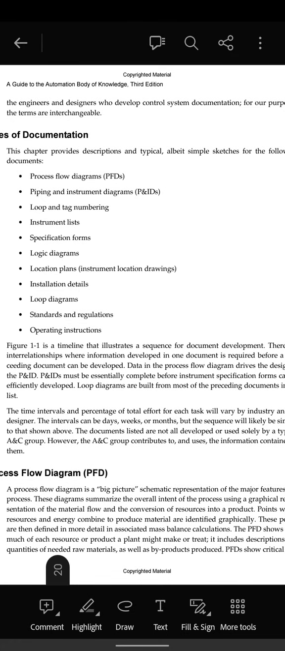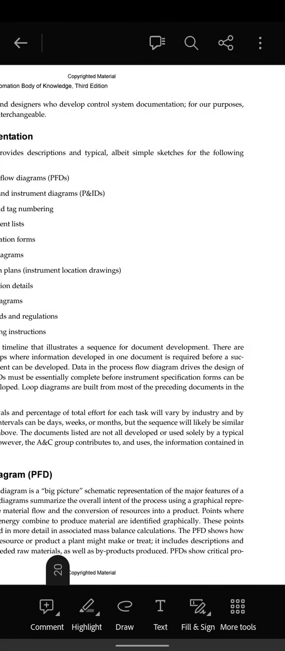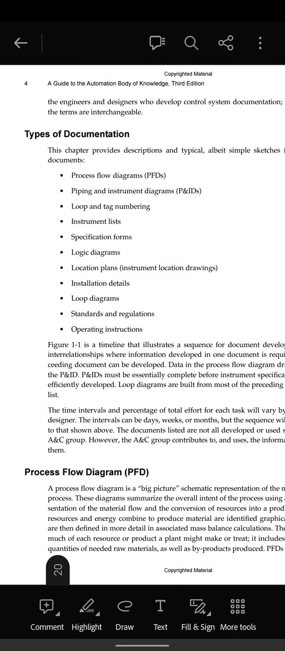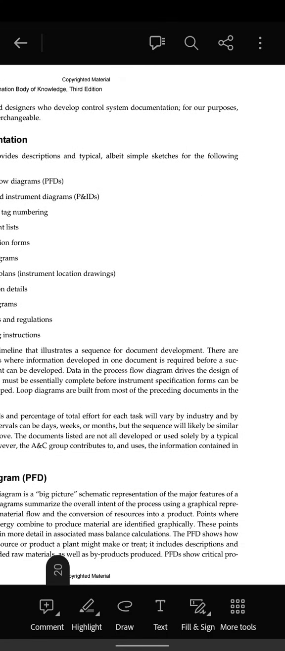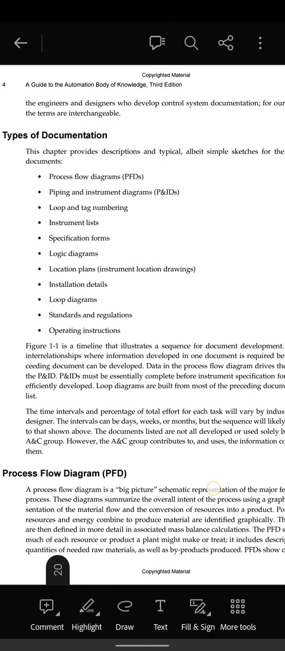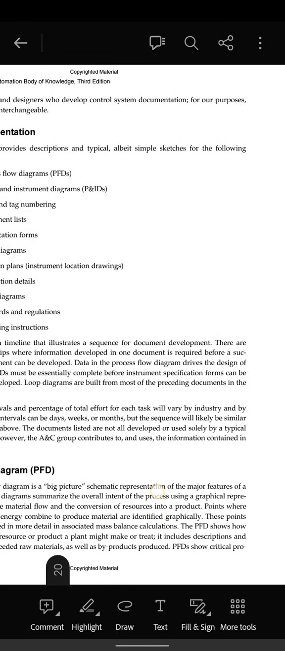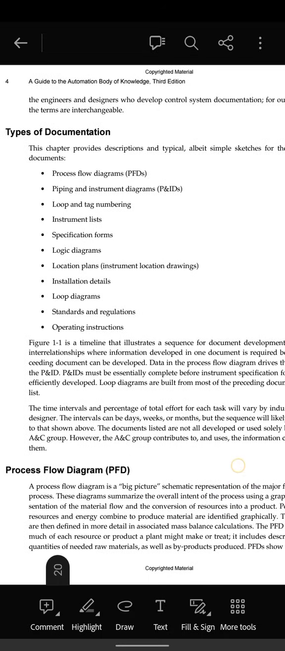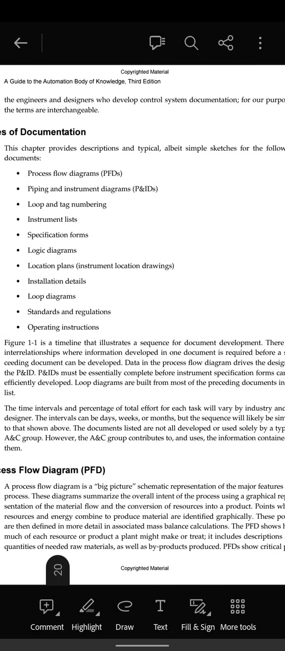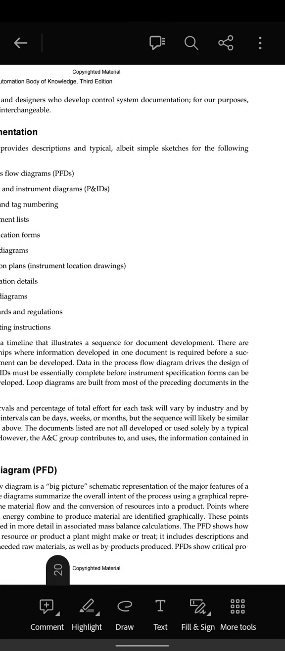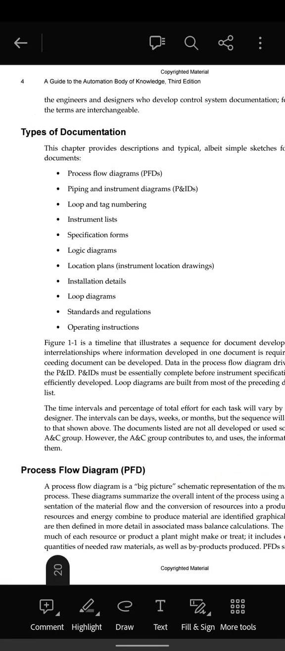The time interval and percentage of total effort for each task vary by industry and by designers. The intervals can be days, weeks, or months, but the sequence will likely be similar to that shown above. The documents listed are not all developed or used solely by a typical ANC group. However, the ANC group contributes to and uses the information contained in them.